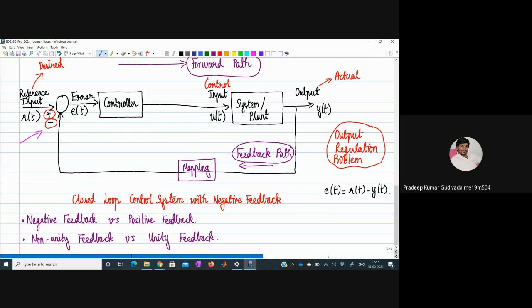So negative versus positive feedback is one classification of feedback. Unity versus non-unity feedback is another classification. So one can have all four combinations of these two classifications.